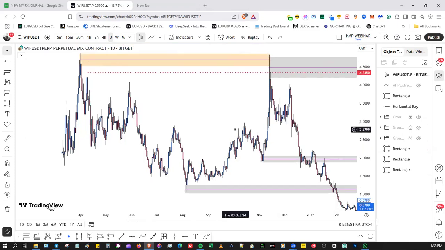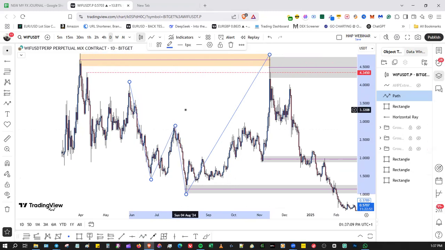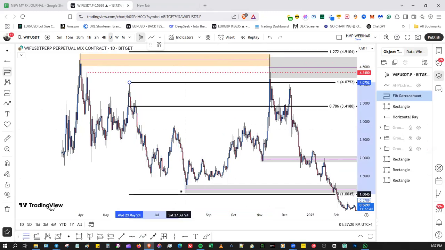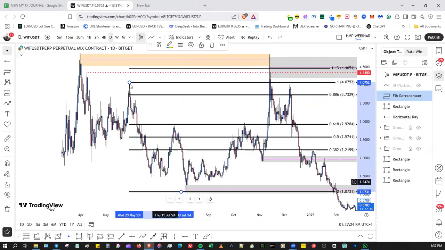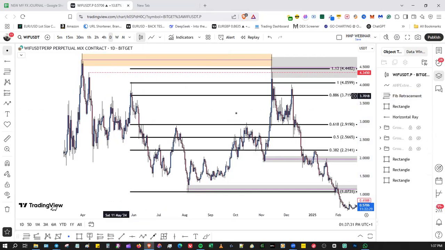Can you figure out any harmonic pattern here? I can see one. Good, right? So this is looking like a shark, a shark of 1.13. Let's measure that and see. Beautiful. A shark of 1.13.